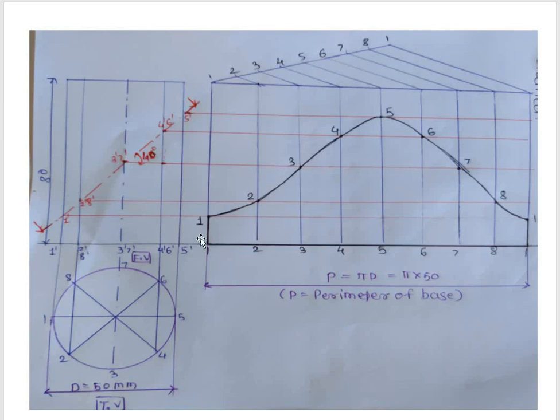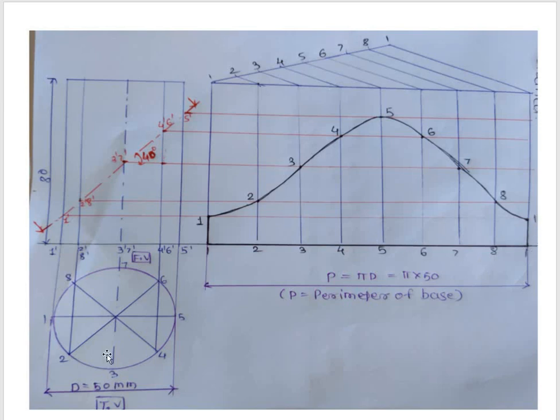And after that, as per our simple procedure for the development, keep some distance from the front view rectangle, take the same height as that of the front view, and complete the rectangle, I mean the DLS. And what is the length for this DLS? We know the perimeter is equal to pi into d, pi into 50, the perimeter of the base. So take the distance of pi d and complete this rectangle.